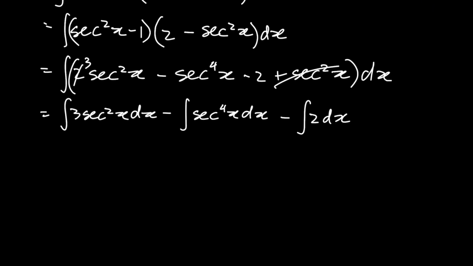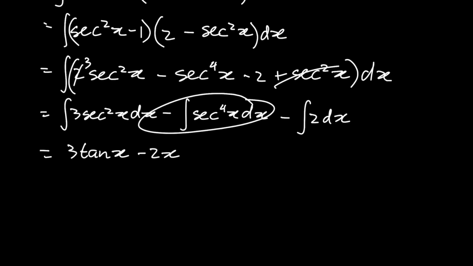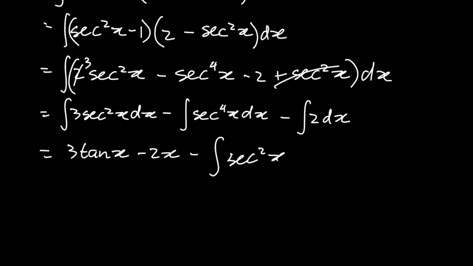Okay, so what does this leave us with? We know that the derivative of tangent of x is secant squared of x. So conversely, the integral of secant squared of x must equal tangent of x. So this integral solved is simply 3 tangent of x. Okay, and this integral over here, that's very easy. It's just negative 2x. And then we're just left with this, minus the integral of secant to the 4th power of x dx. But that's the same as saying secant squared of x times secant squared of x.